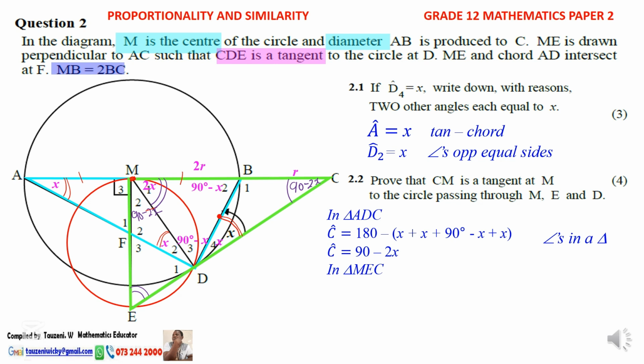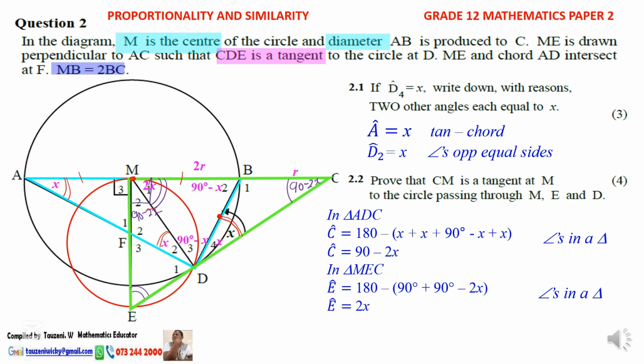we can calculate the value of angle E using angles in a triangle add up to 180 degrees. So we know that the angle at point M, M1 plus M2 combined, equal 90 degrees. Then we have calculated the value of angle C, which is 90 minus 2x. We can now find the value of angle E using angles in a triangle add up to 180. So if you work out that answer, we get E is equal to 2x.